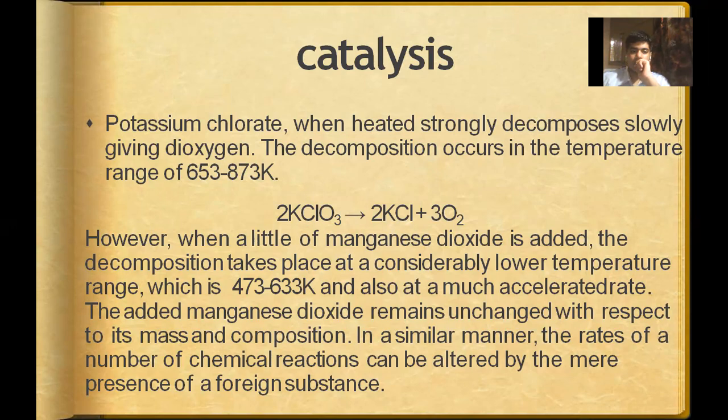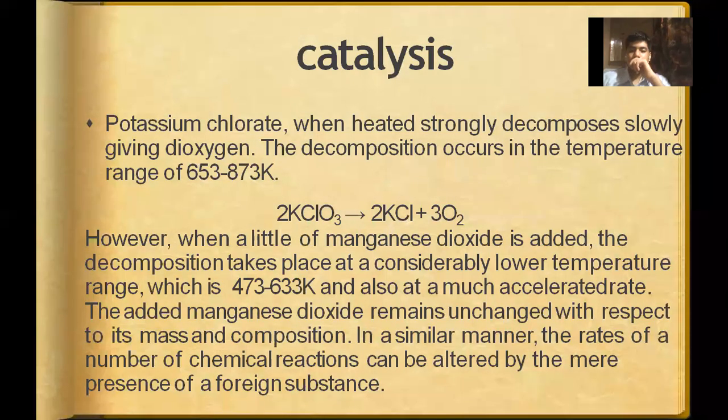However, when a little magnesium oxide is added, the decomposition takes place at a considerably lower temperature range, which is 473 to 633 Kelvin. See what the difference is in adding the catalyst. Previously, it decomposed in the range of 653 to 873 Kelvin, which is a very high temperature. But when you add the catalyst magnesium oxide, the decomposition happens at a lower temperature, 473 to 633 Kelvin, and the reaction rate also increases. This is the difference in adding a catalyst to a reaction.